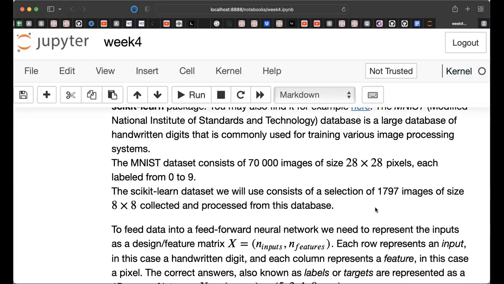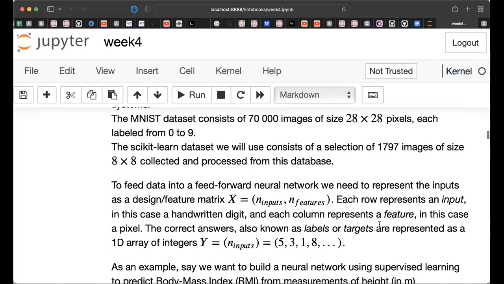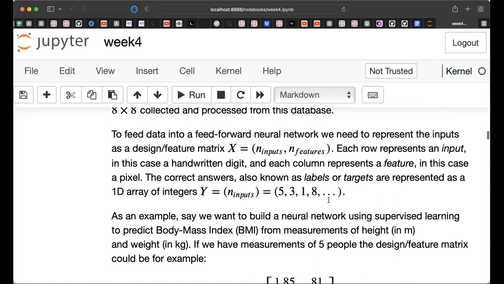So when we are setting up the design matrix, what we are going to have are the number of inputs, which will be close to 1,800. Or if we do a split into training and test, then clearly we will have less than 1,800. And then we need to set up the features as well. So each row represents an input. In this case, it's a handwritten digit. And each column would then represent a feature, in this case, a given pixel. And then the correct answers, also known as labels or targets, are represented as a one-dimensional array of integers.